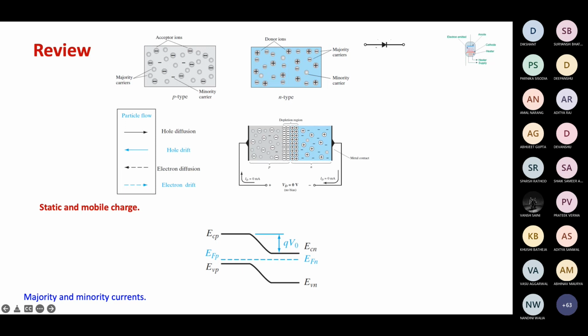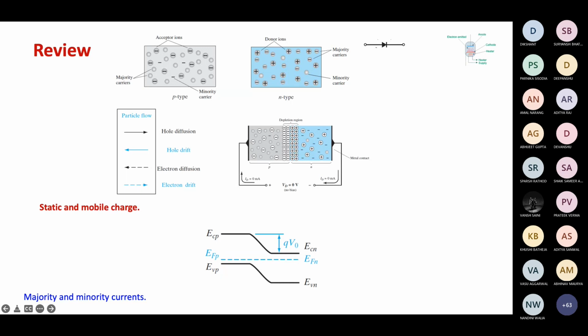Okay, and the distance between EFN and EVN governs the number of holes, the minority carriers. So if EFN is far away from EVN, which means it is closer to ECN, in that case the number of holes will be very less. So in a way, the number of majority carriers and the number of minority carriers are related to each other. Do you see that relationship?